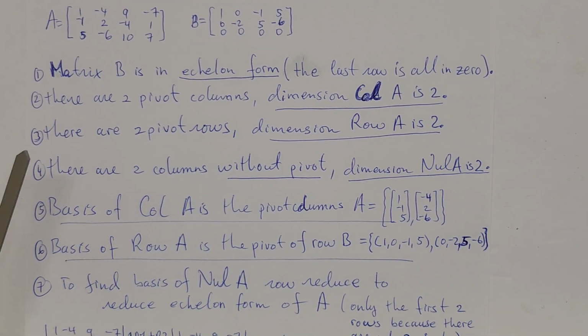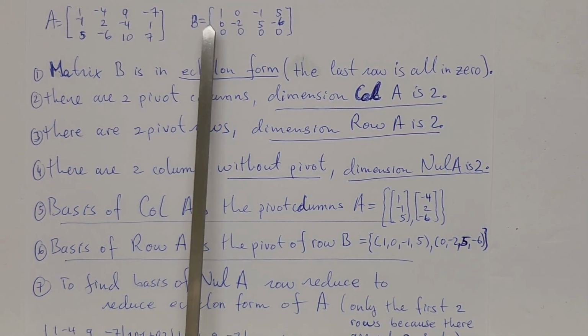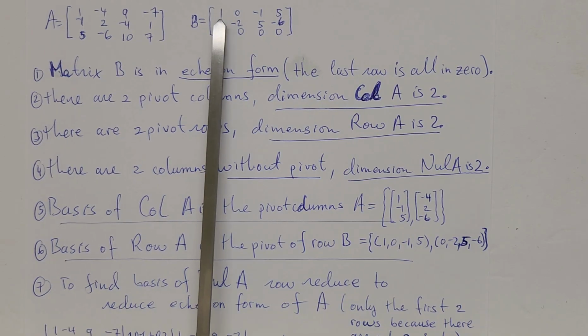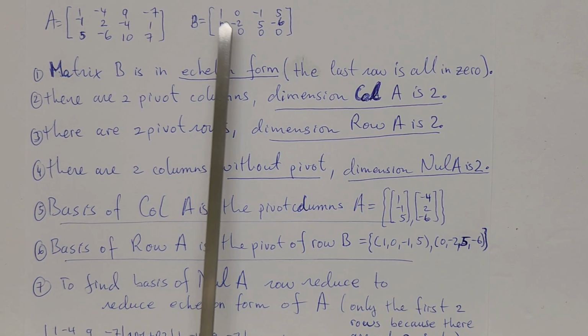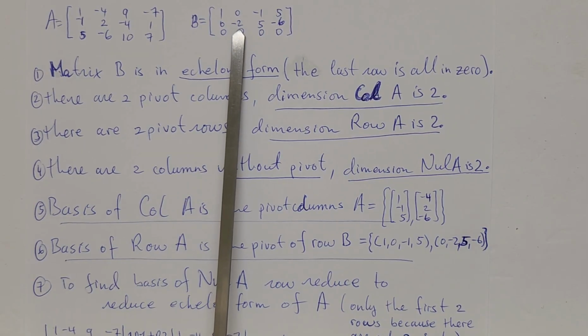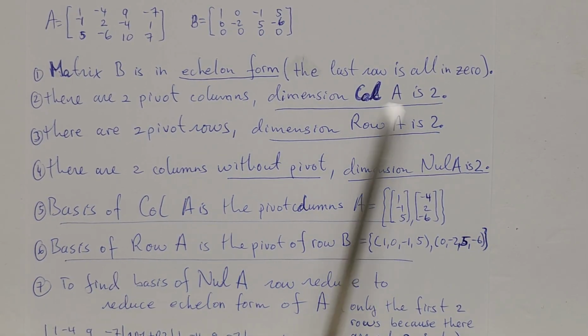Okay, next, 2. There are 2 pivot columns. Here's the first column, I have 1. Here's the second column, I have 2. So I have 2 pivot columns, so the dimension of column A is 2.